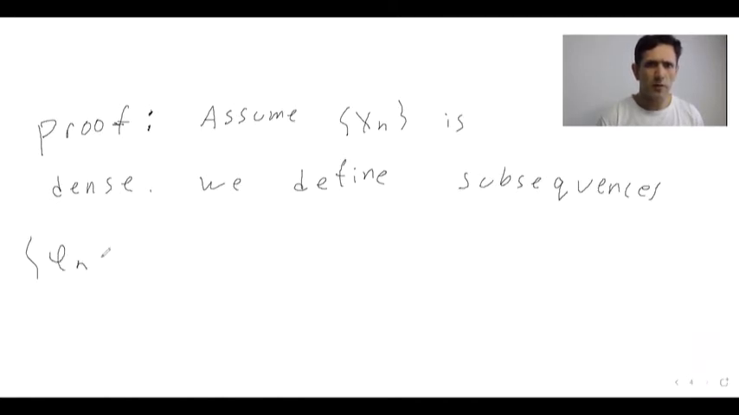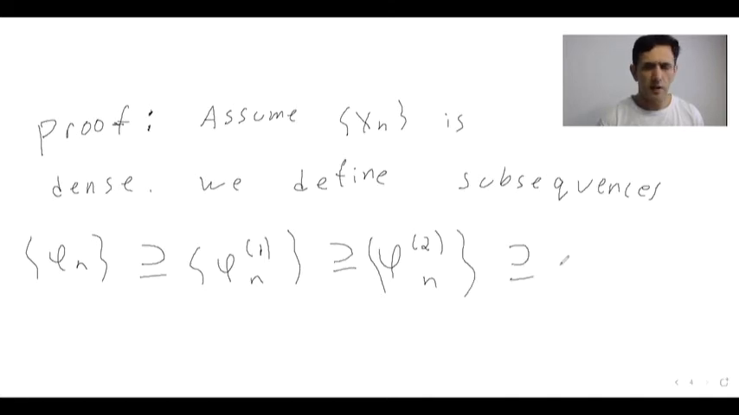Well, we start off with phi_n. I don't really feel like writing n equals 1 to infinity. Everything here is just going to be from n equals 1 to infinity. It's just kind of a pain. But we're going to define a sequence of subsequences. So define a subsequence of this one here. We call it phi_1(n). We're going to define a further subsequence of phi_1(n), et cetera, et cetera, as follows. So phi_1(n) is a subsequence of phi_n. phi_2(n) is a subsequence of phi_1(n). So these are kind of like a nested collection of subsequences.